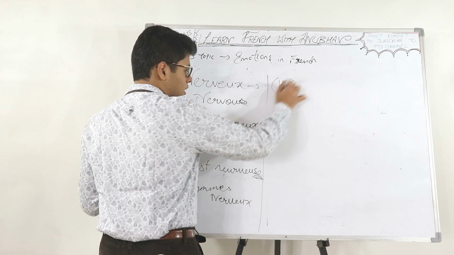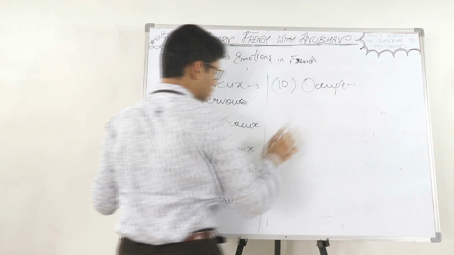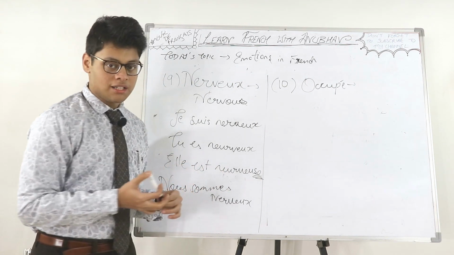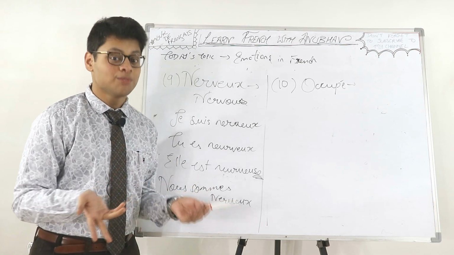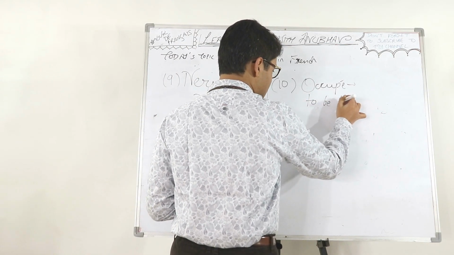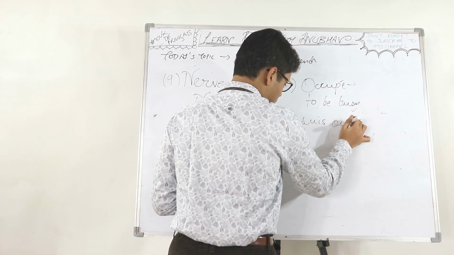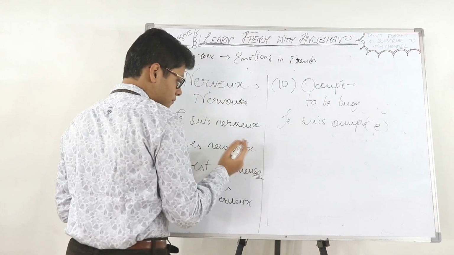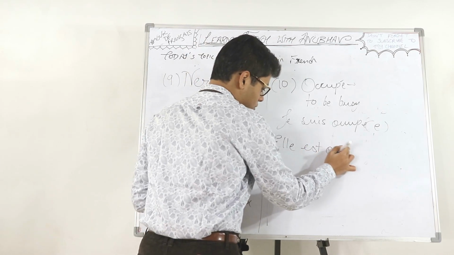And the last one is occupé. On listening to this word, one may think of to be occupied. Well, you're right. Occupé, to be occupied, which is actually to be busy. To be busy. Je suis occupé. An E can also come if a feminine person is saying this. Elle est occupée.